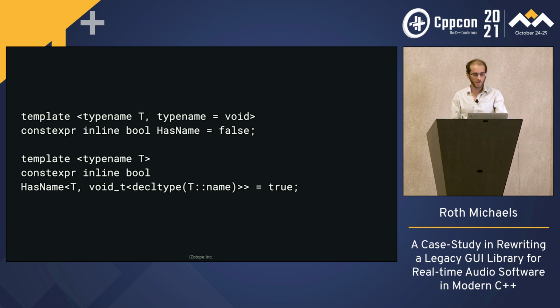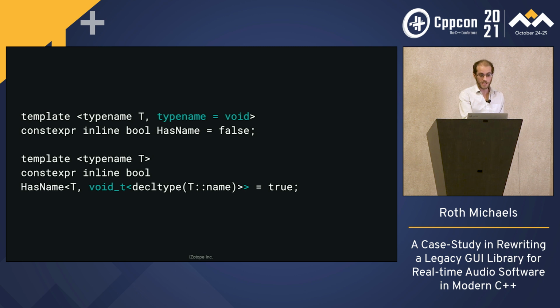But essentially, we have a template on T, and ignore the second template parameter for a second. We have an inline bool has_name, and that defaults to false. And then we have a specialization that is true. And the way this works, if you haven't seen this before, is that the second type parameter is void by default.